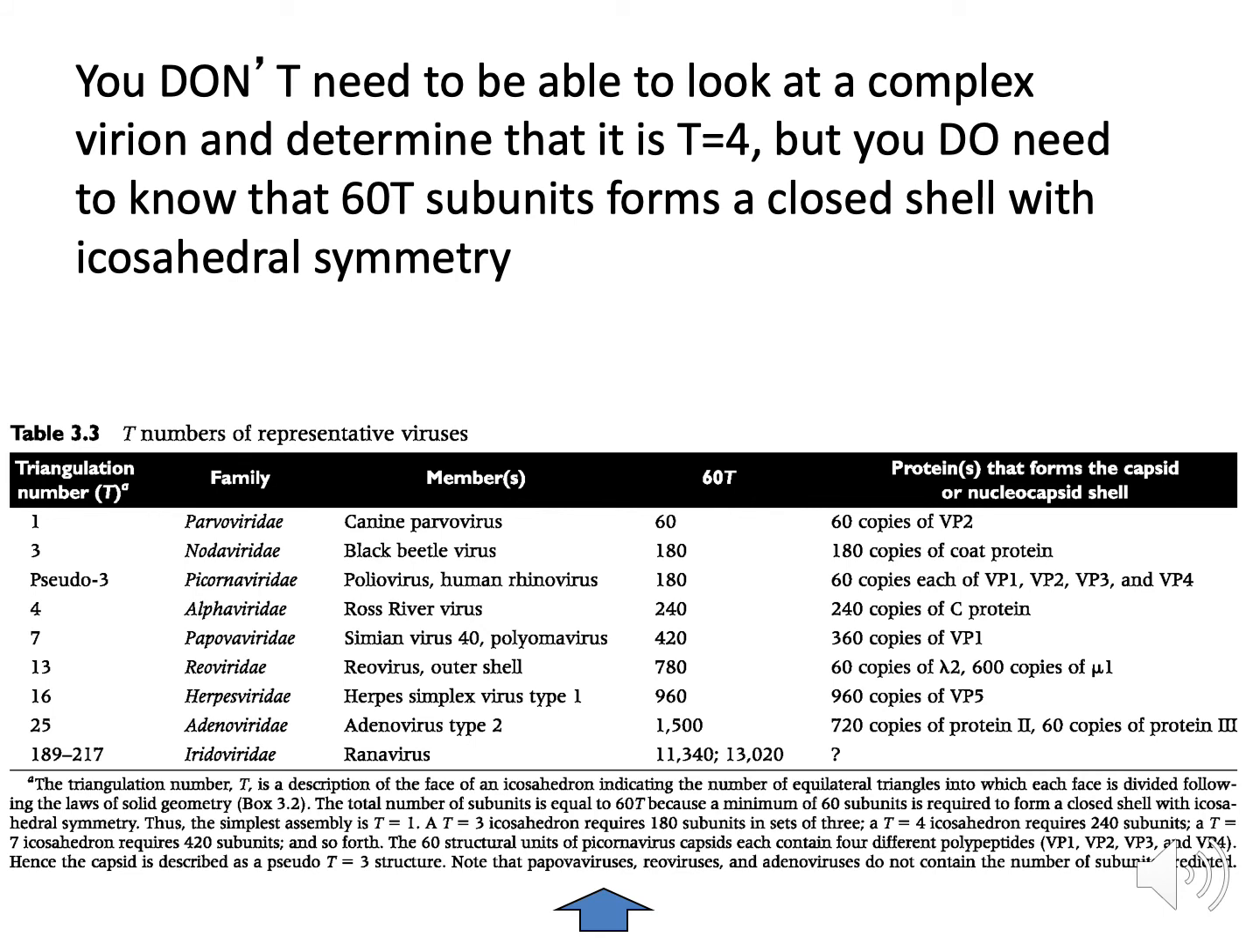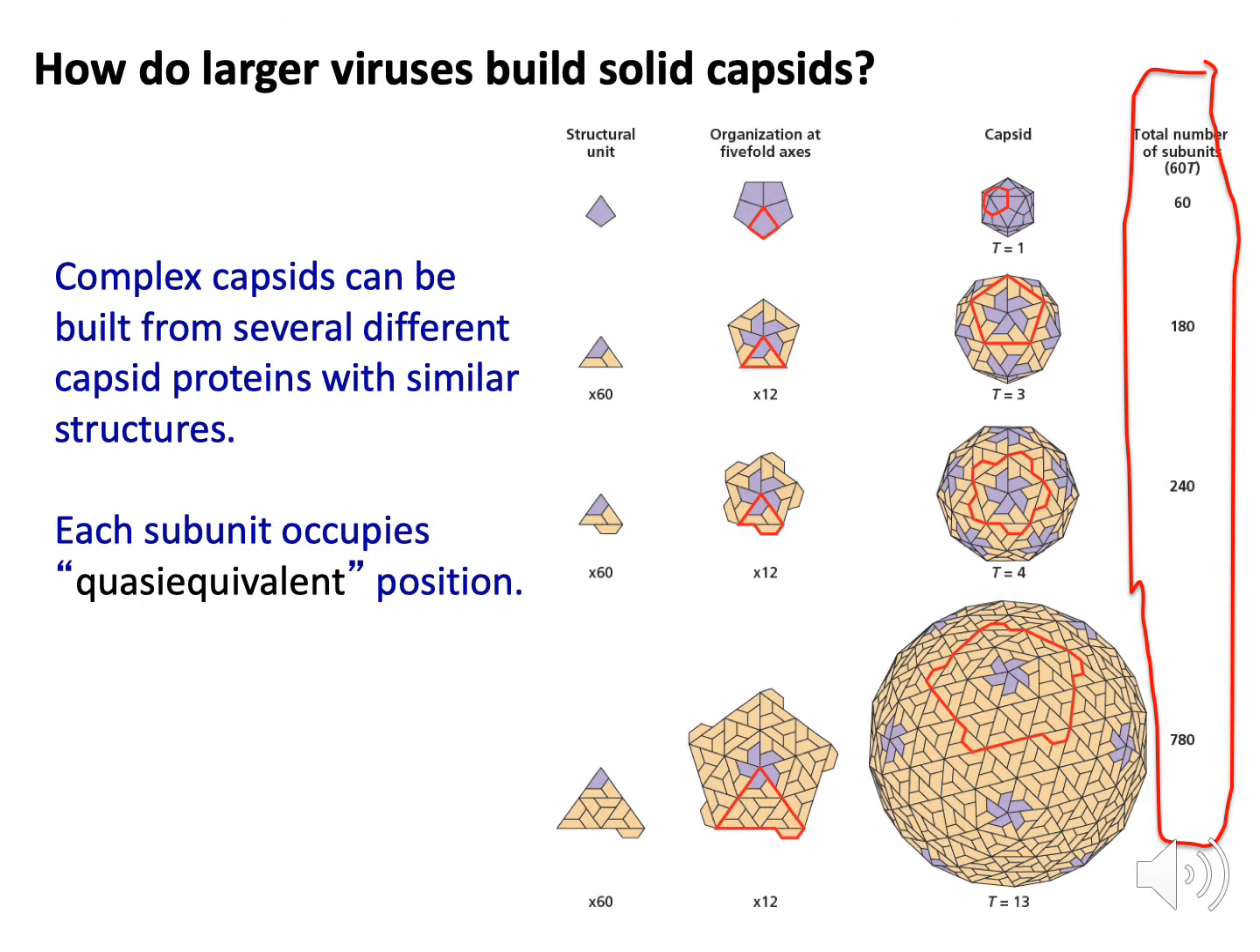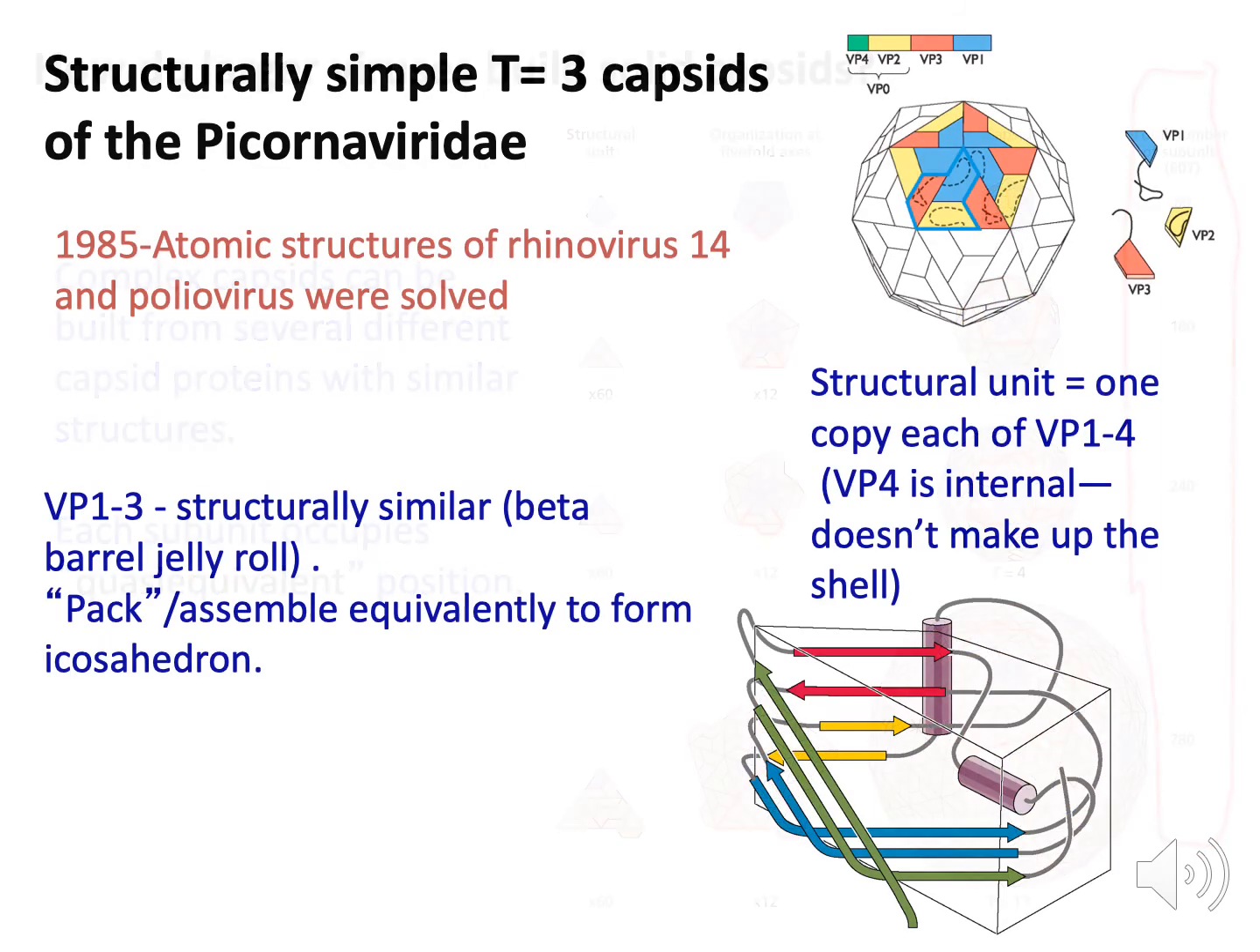It's made up of 180 subunits, and each one of those triangles has 3 major proteins, VP1, VP2, VP3, and hidden inside is VP4. So 60 copies of this is inherent in the part of those proteins. So here, let's take a look at the T equals 3 capsids of the picornaviruses.